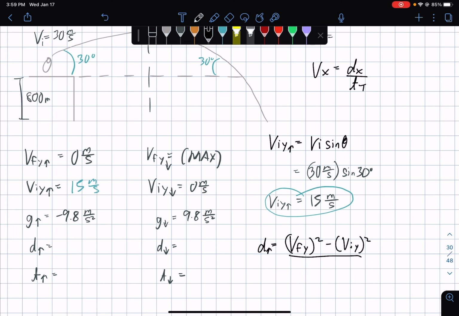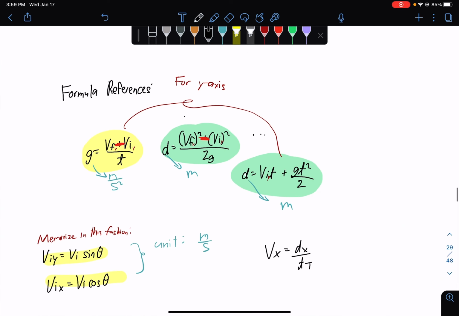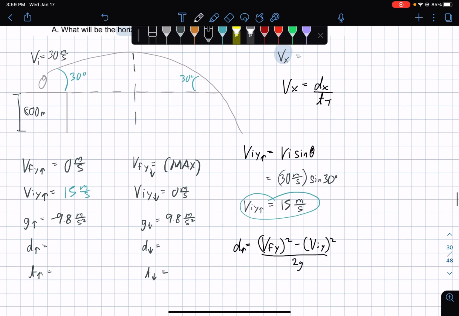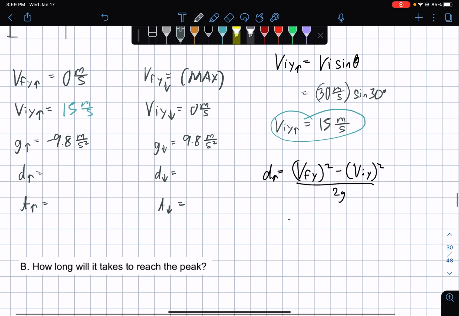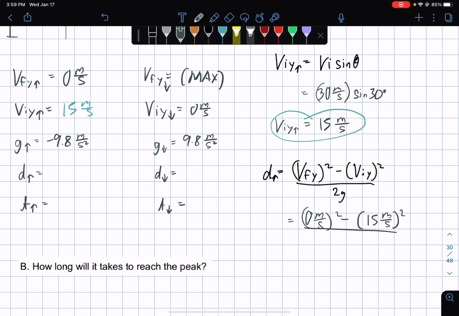What's the denominator again? I think it's 2G. Is it? Yes. Okay. VFY is 0. VIY is 15. 2 and then G is negative 9.8 meters per second squared.